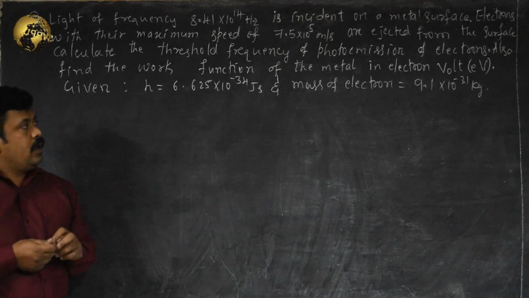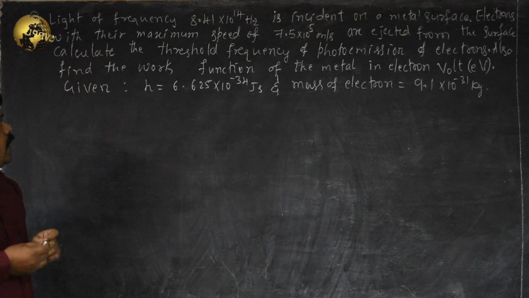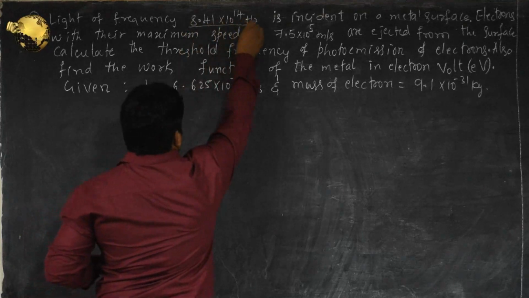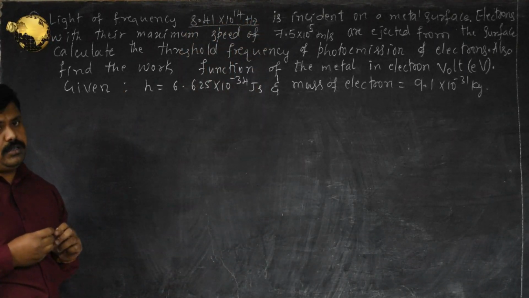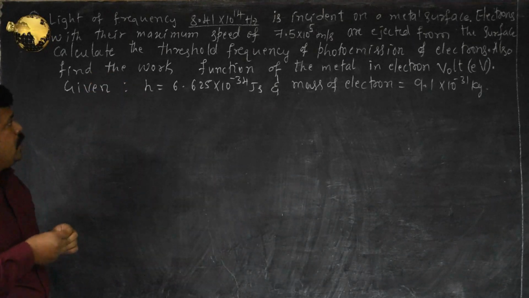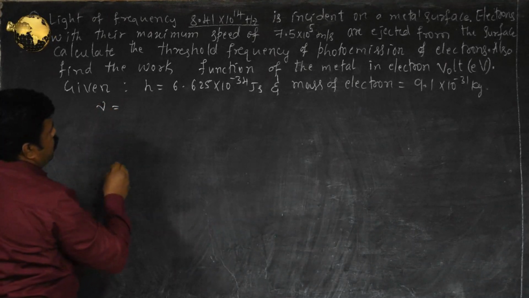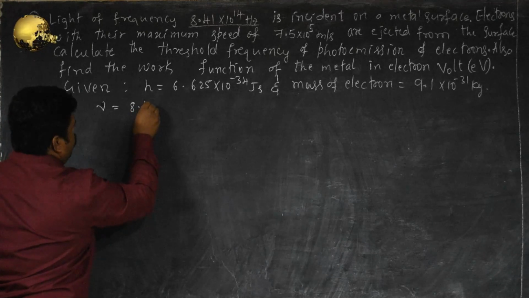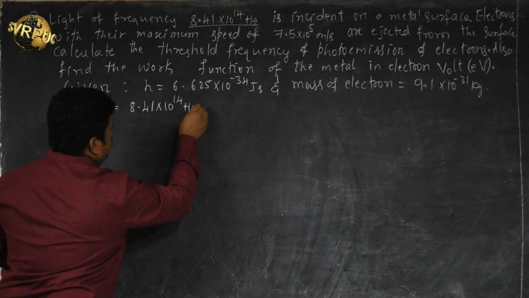Let's see. Light of frequency 8.41 into 10 to the power 14 Hertz is incident on the metal surface. So this frequency is incident. I can write it as mu, the incident frequency, that is 8.41 into 10 to the power 14 Hertz.